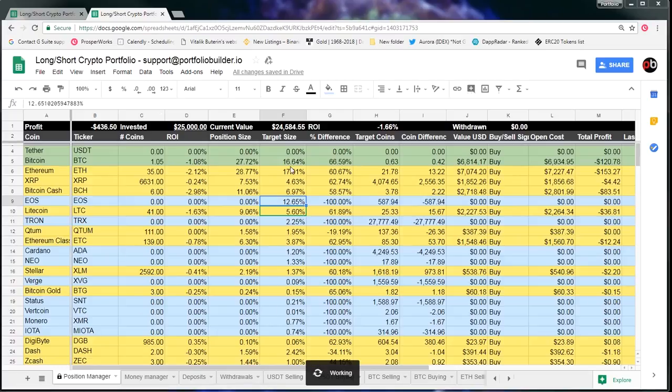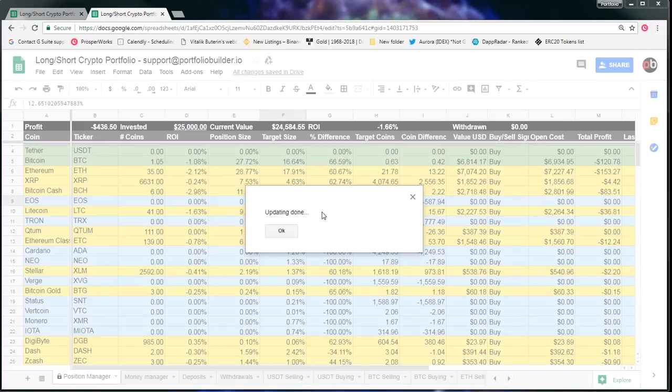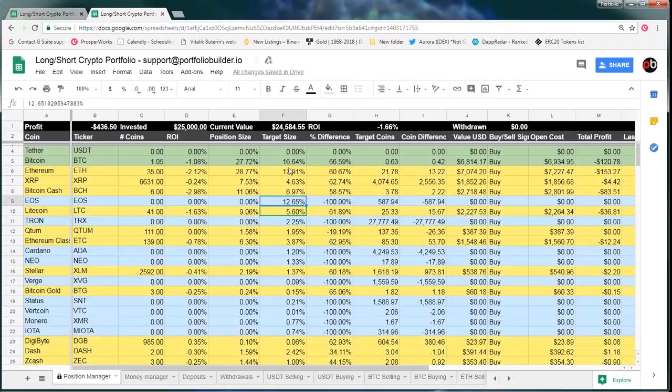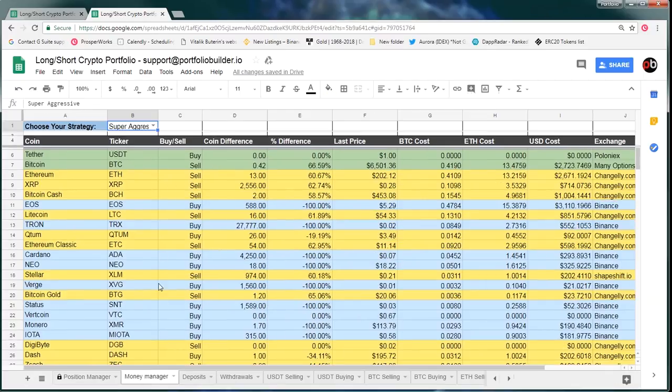So as you can see in the diamond level membership and the super aggressive setting, our Bitcoin position has been squashed down to 16%. In fact, we have a larger Ethereum position. So this is predicting that Bitcoin will likely fail and that other coins will overtake it. If we go to the money manager, it works the exact same way.